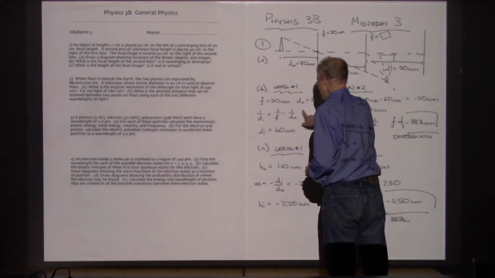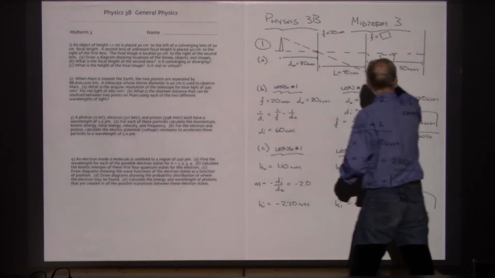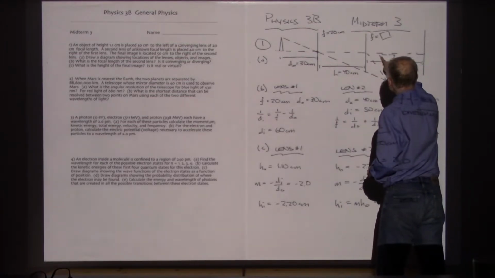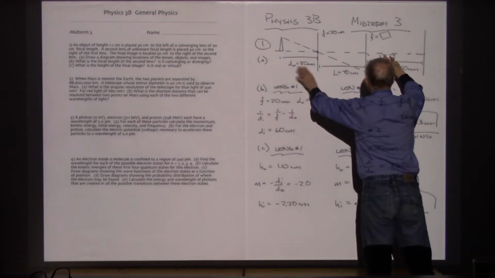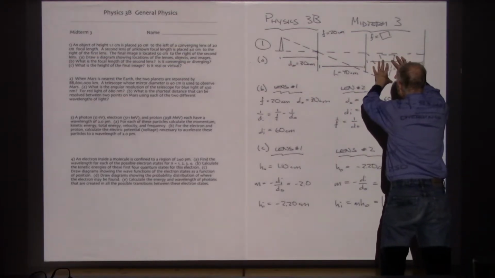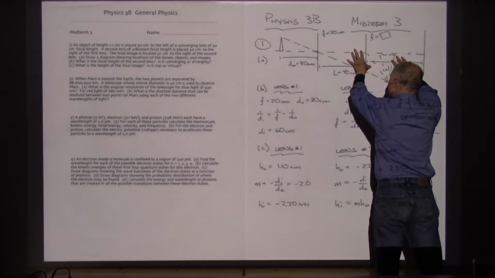So F, DO, I got the DI. I wrote the DI in. Now this image from lens 1 is going to be the object for lens 2.